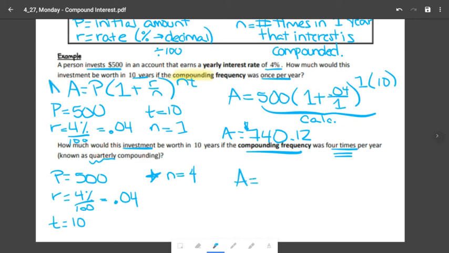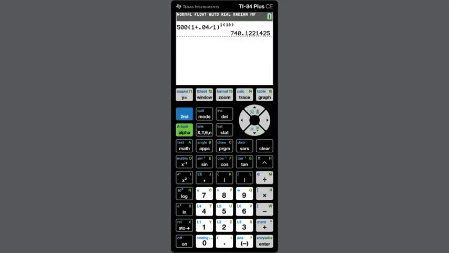So I'm going to use the same formula as before. My P is 500, R is 0.04, N is now 4, and it's to the power 4 times 10. Again, you're going to plug that whole thing into your calculator, and let's see how much money we have this time. You don't really have to do anything special plugging this in, just type it right on in, hit enter, and we now have $744.43.